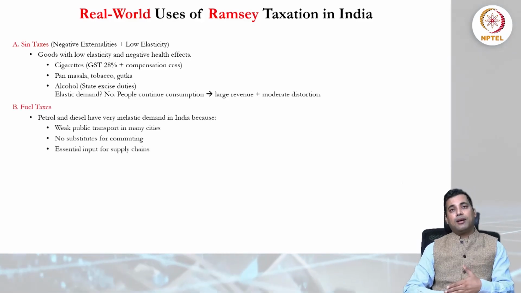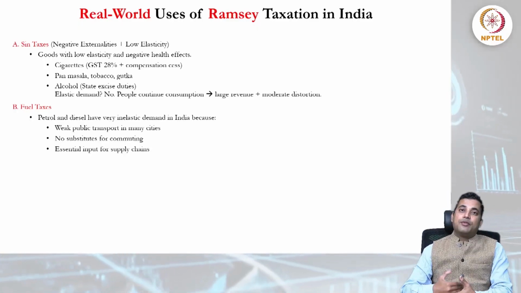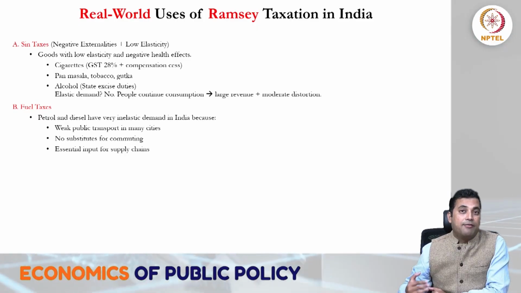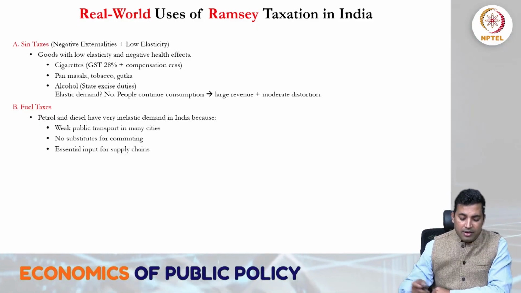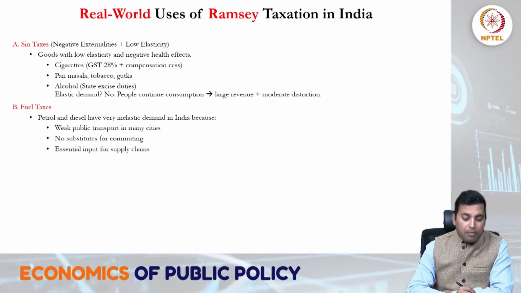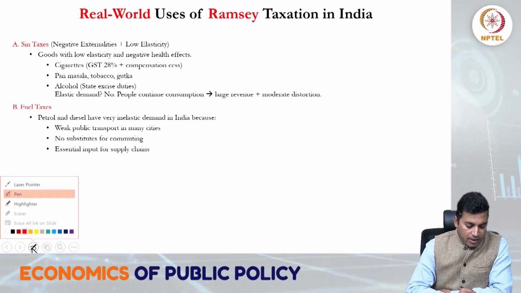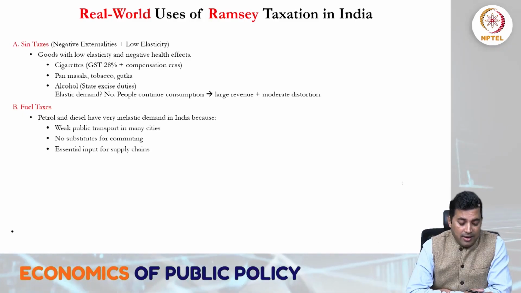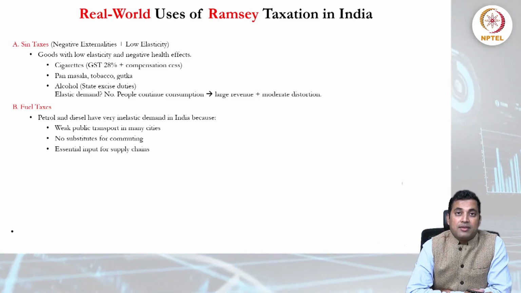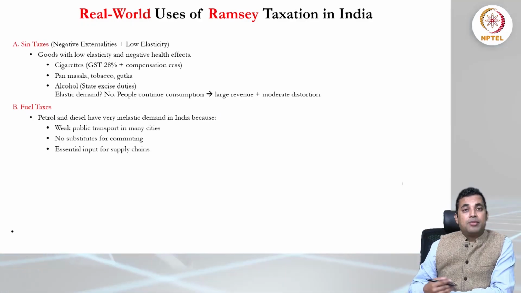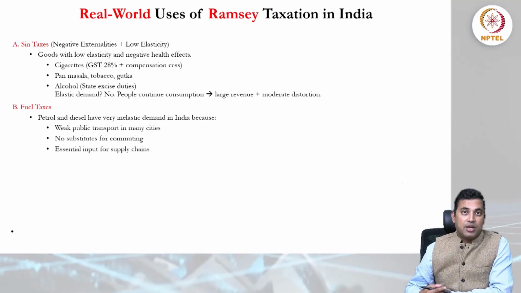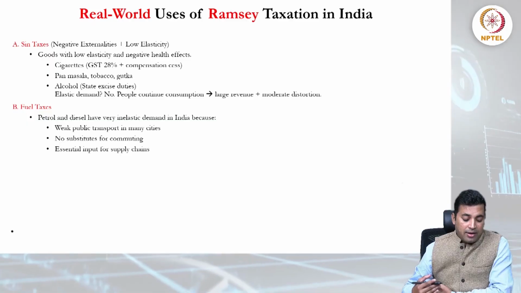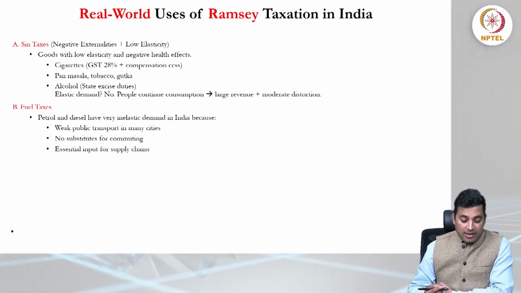Now the second case that we have discussed is fuel taxes. Petrol and diesel have very inelastic demand in India. Why? Because of weak public transportation. One can consider the example of organized or planned cities like Chandigarh or Gandhinagar. You will see that dependency on public transportation is much lesser compared to private, and therefore petrol and diesel consumption is high.